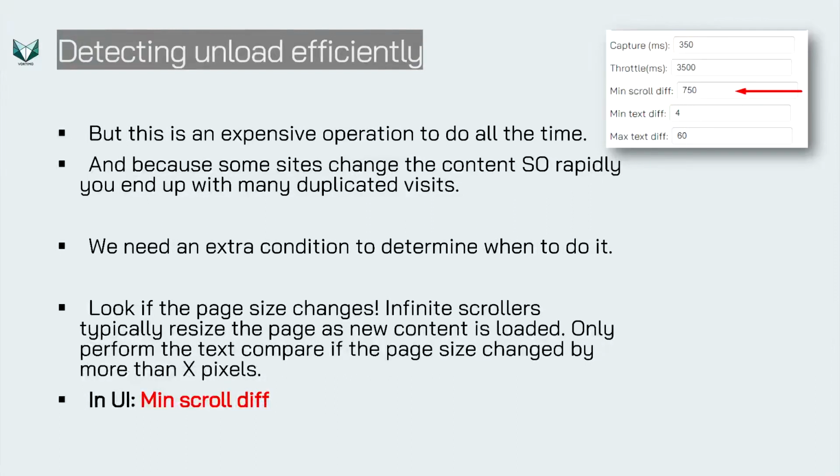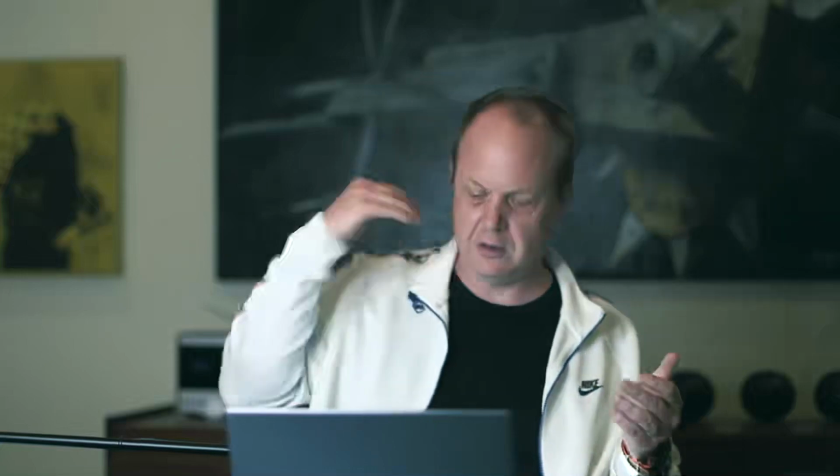On a lot of these infinite scrollers, when you scroll down, you'll see that the scroll bar is big, and then it starts getting smaller and smaller, and that's because the page size is changing. They update the page size. So for us, that's a clue to say, hey, there's possibly been unloading happening. So quickly compare the text and see if there's a difference, and if some of the text is missing. And if some of the text is missing, we know that it's unloading. We know we've got to save a new visit. We've got to make a new visit, right?